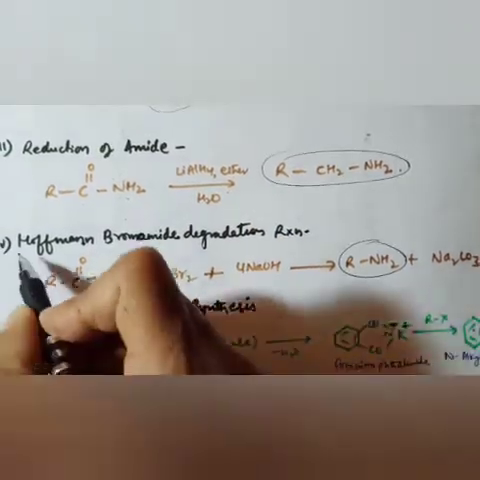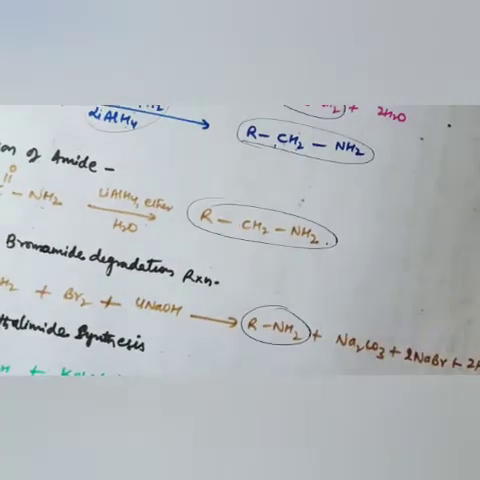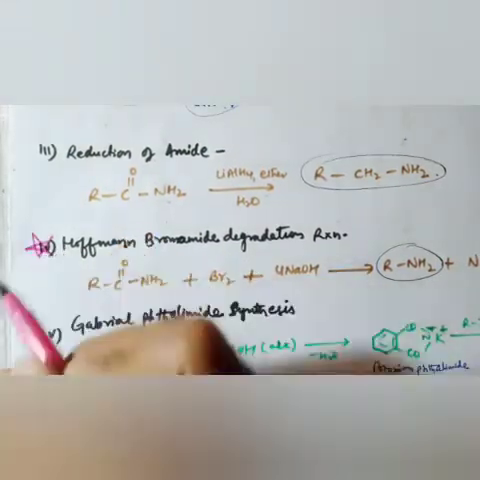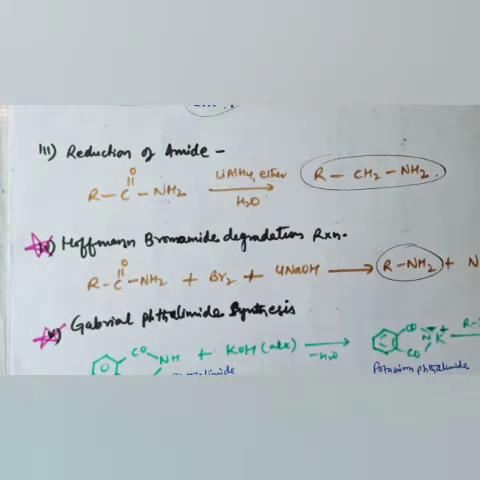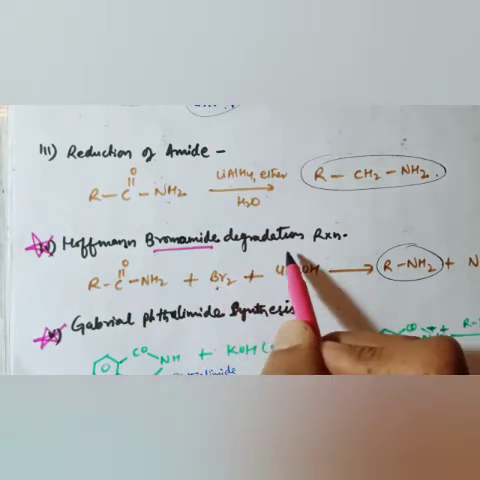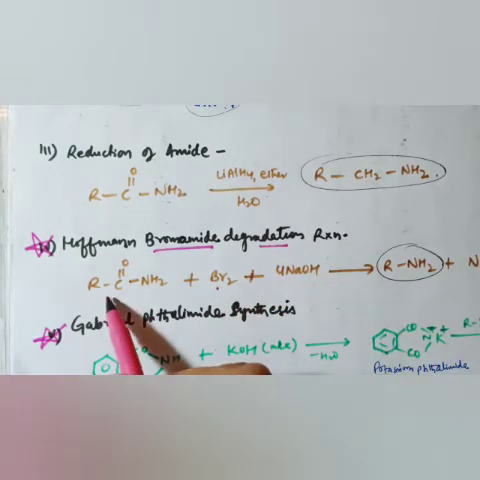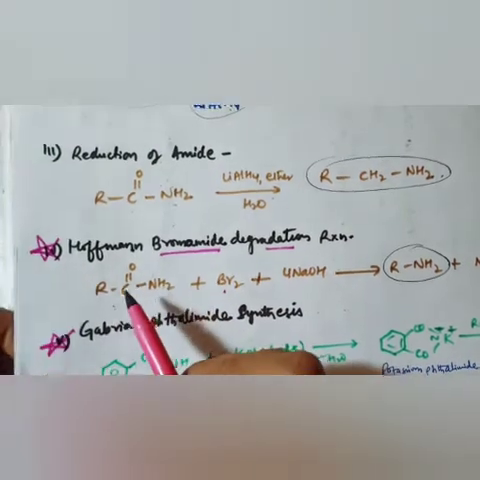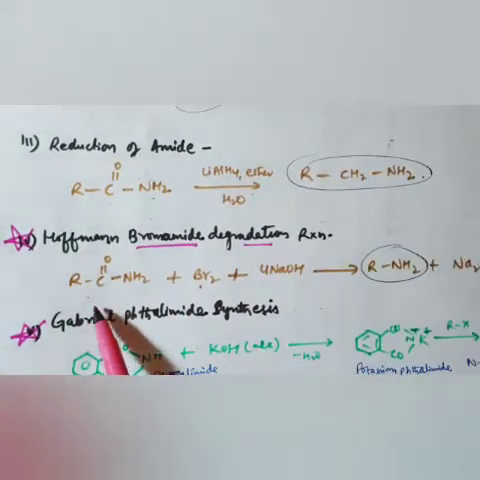Next is Hofmann bromamide reaction. This is very important. Hofmann bromamide degradation is asked many times in exams. As the word bromamide is written, it means the bromine is there, and degradation means removal. So here the amide is used in this reaction to prepare an amine containing 1 carbon less than the starting amide.